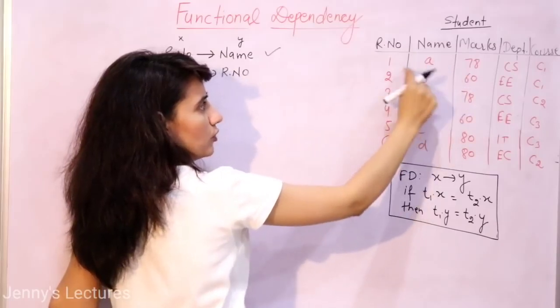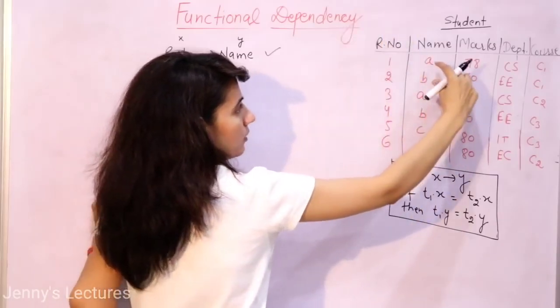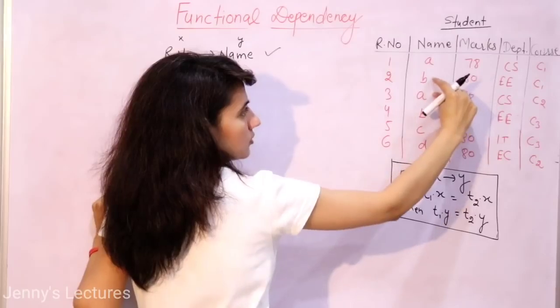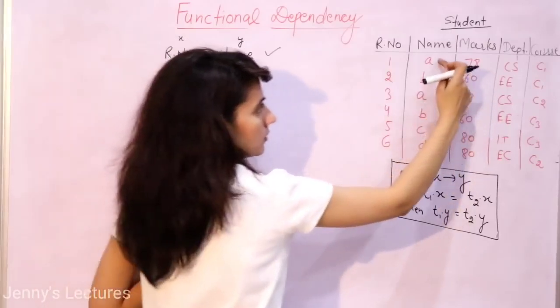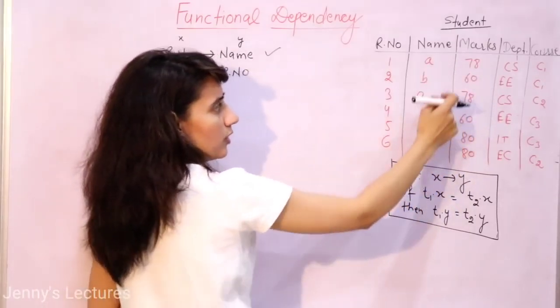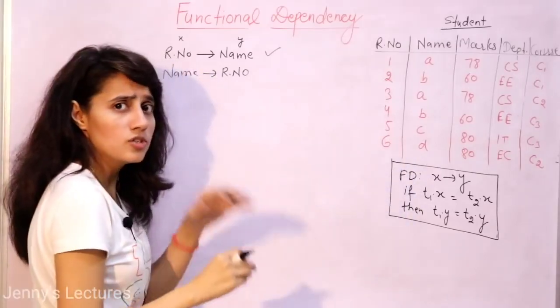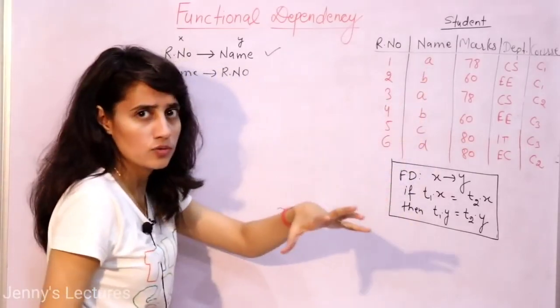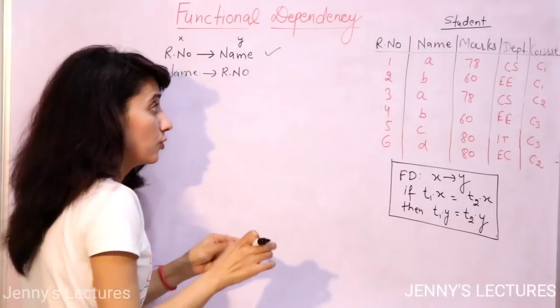Values are not the same, so we don't bother about roll number. Now check for this and this, values are not the same. Now see, this value and this value are the same. So here I got repetition. Just check for the repetition values, right? That would be very easy for you.